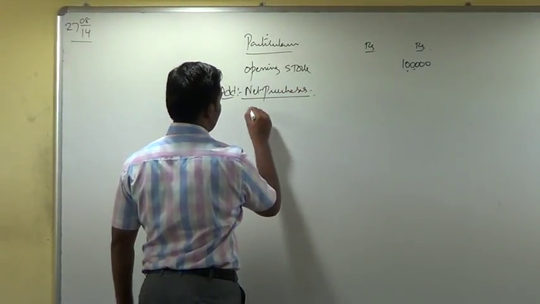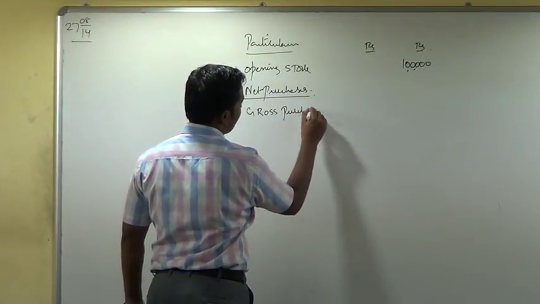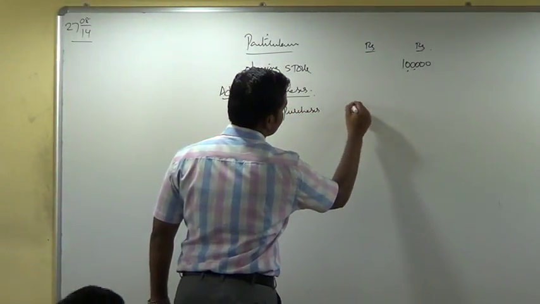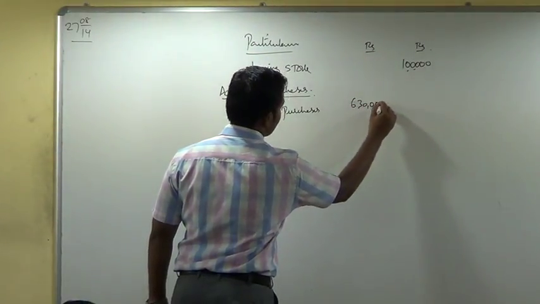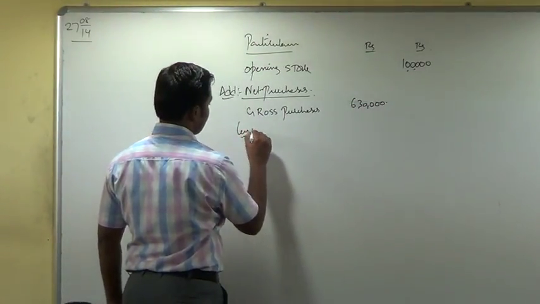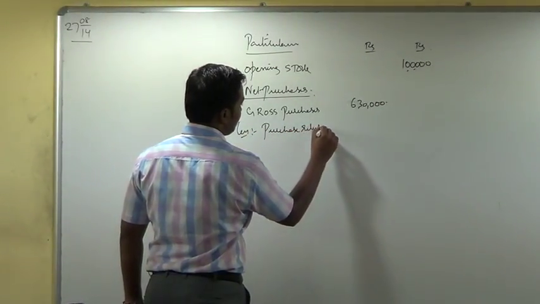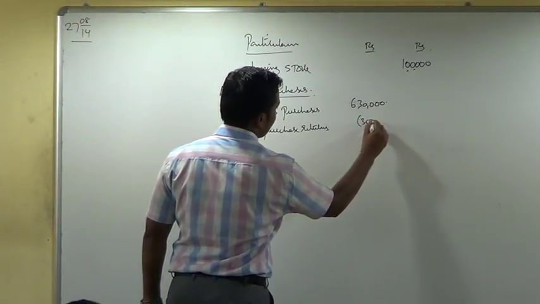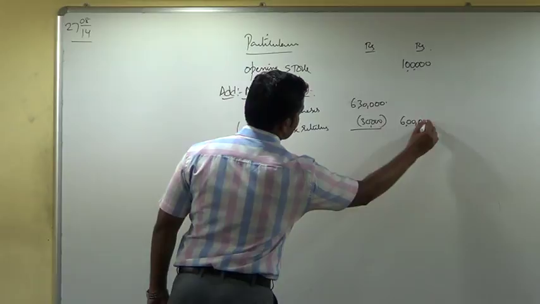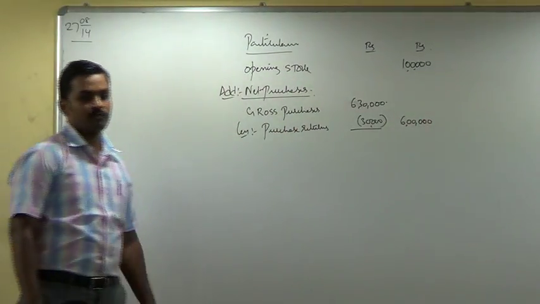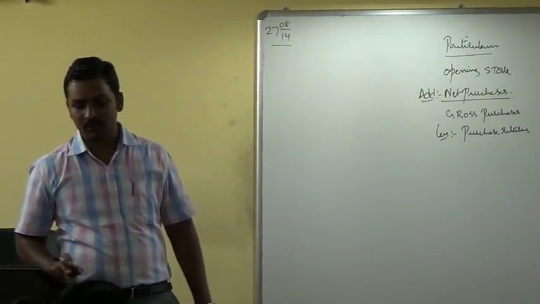Underline. Gross purchases, in the inner column, how much? 6,30,000 is the gross purchases. Less purchase returns. How much is your purchase return? 30,000. Net purchases, 6 lakhs, in the outer column.